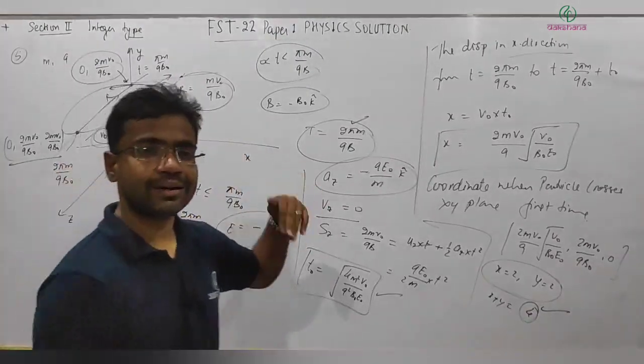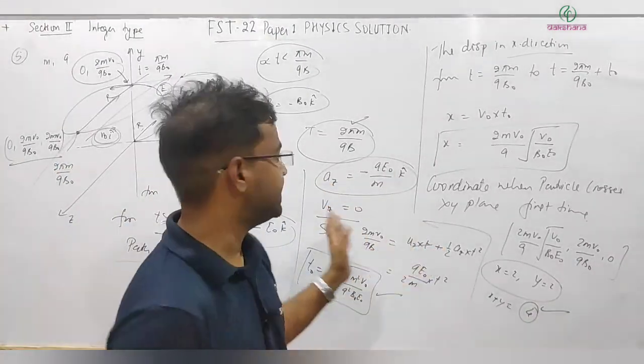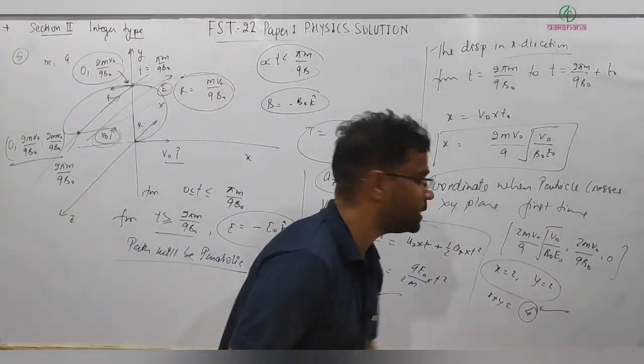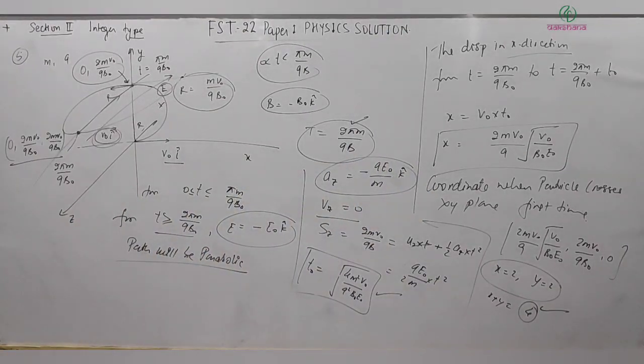So we are dealing with each interval of time separately, and then it seems easy. So finally we get this result. Let's see the next problem, number 6.